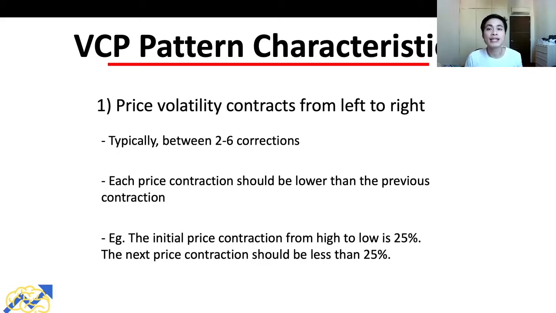And in a VCP pattern, there are typically 2 to 6 corrections. And each price contraction should be lower than the previous contraction. So if the initial price contraction from high to low is 25%, then the next price contraction should be less than 25%.